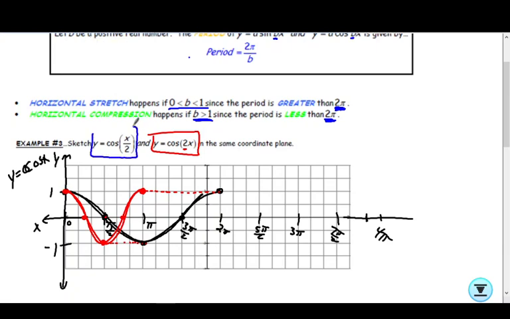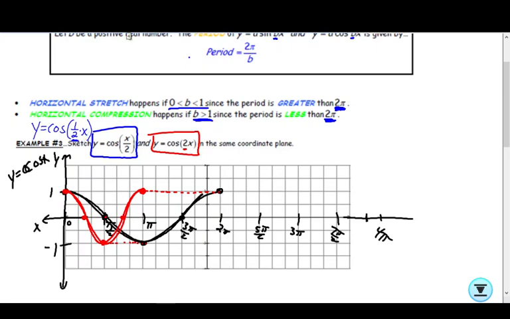So let's look at this one right here. Now this one's a little more difficult to see because b isn't sitting right in front of it, but you should know that dividing by a number is the same thing as multiplying by its reciprocal. So dividing by 2 is the same thing as saying 1/2 times x. So in this case, my b is 1/2. Since b is between 0 and 1, this is a horizontal stretch, and what it's going to do is multiply all my x values by 2.